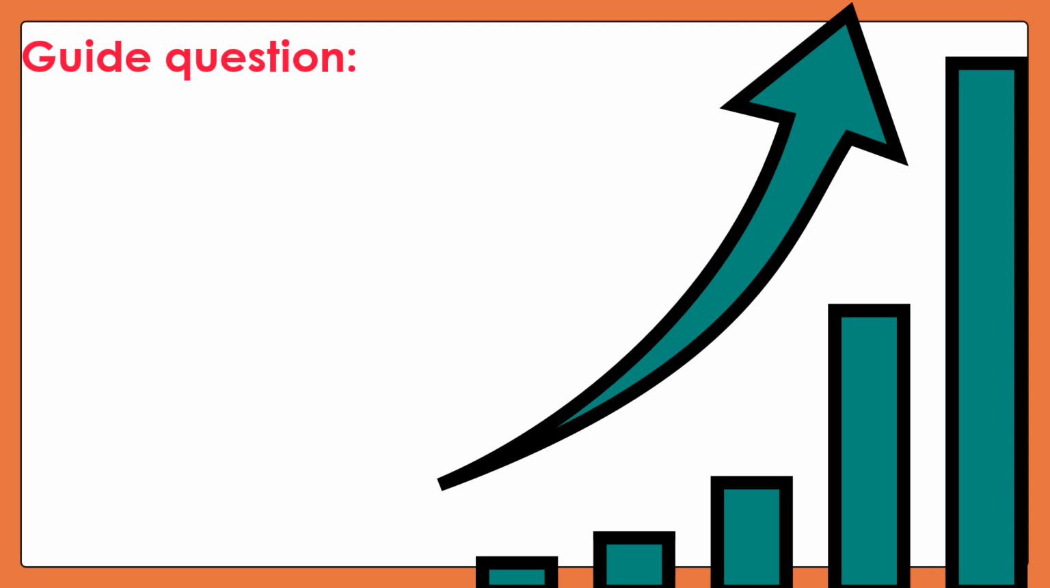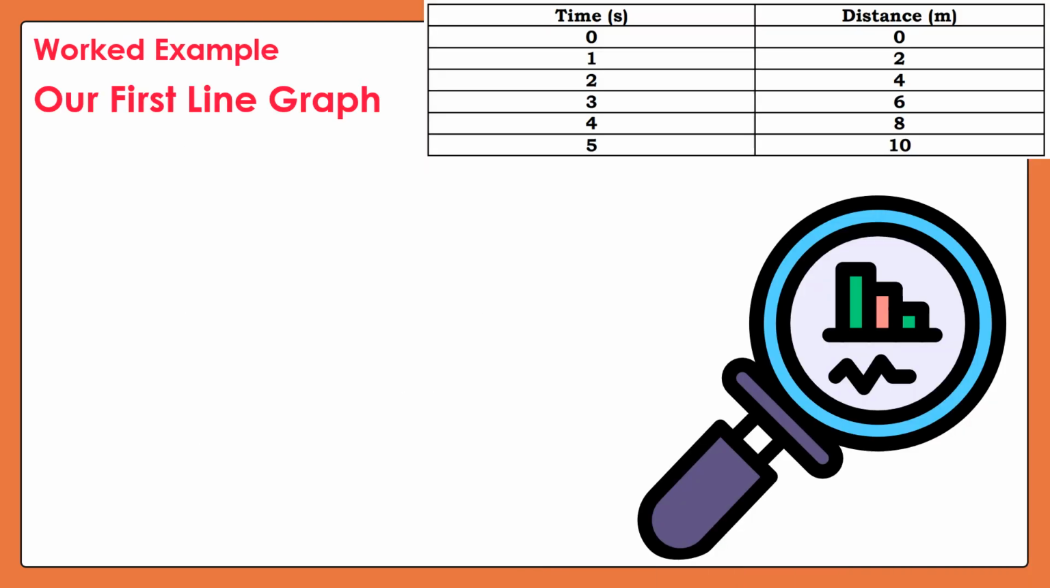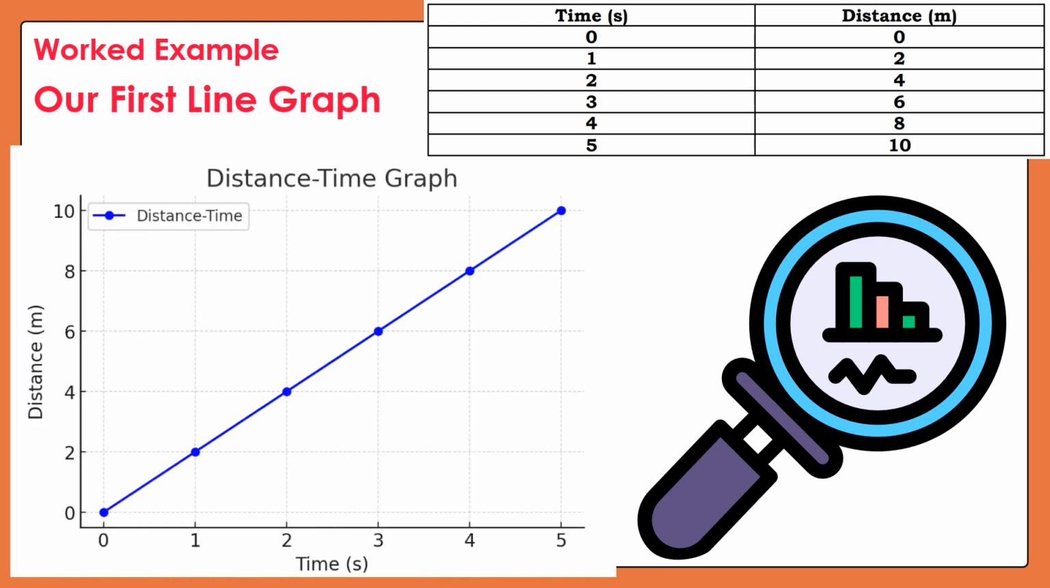Here are the guide questions. What does the graph show us about the speed? And this is what the line graph looks like.